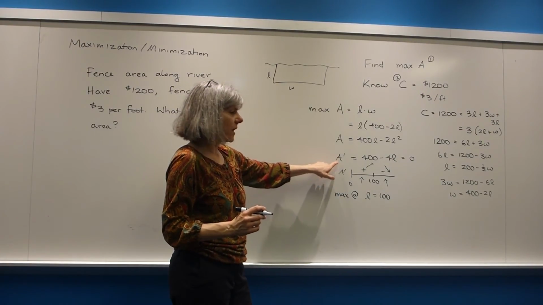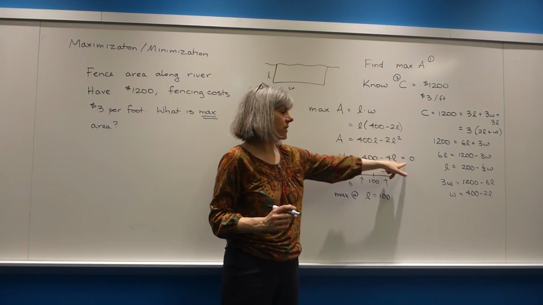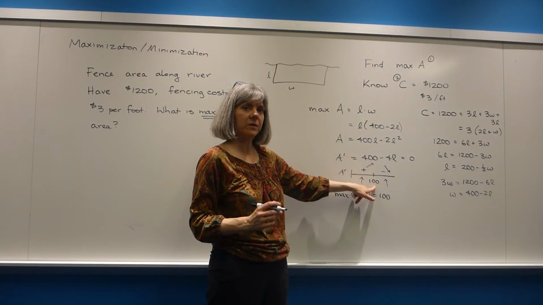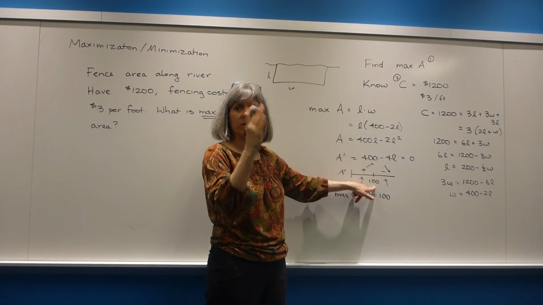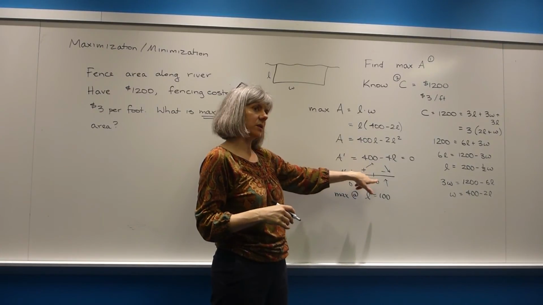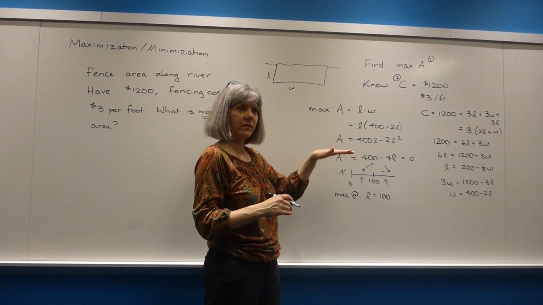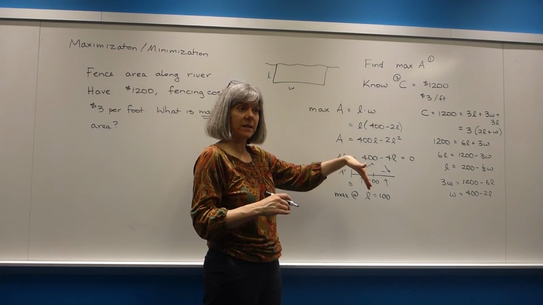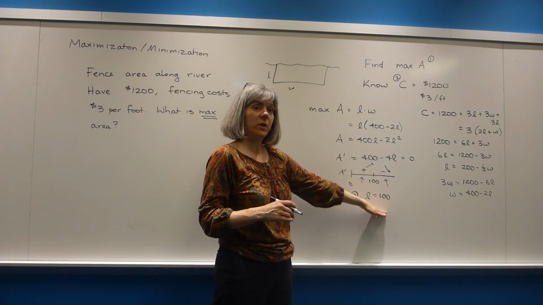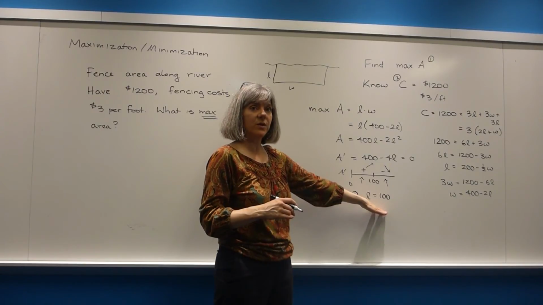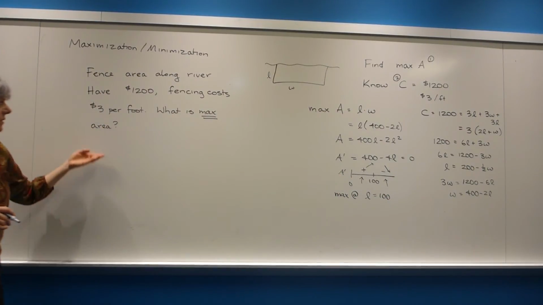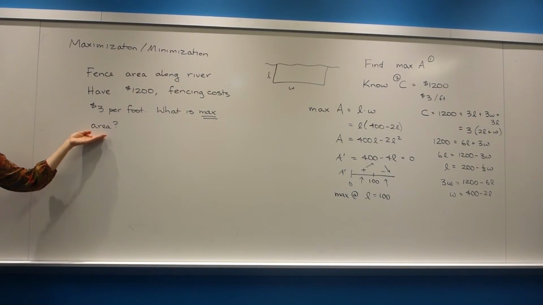So I know that A prime, the derivative, equals 0 at L equals 100. So that means it's either positive or negative on either side. That's what the sign chart tells me. So this tells me it's going up, flattening ever so momentarily at the top, and then going back down. So at L equals 100, I have a max. What was my question? What was the max? What is the max area?